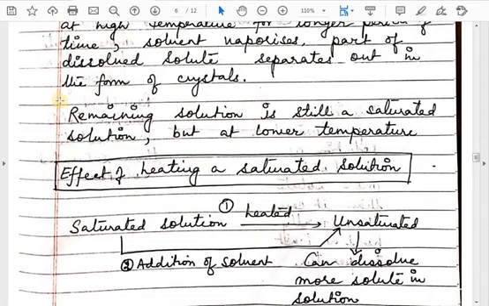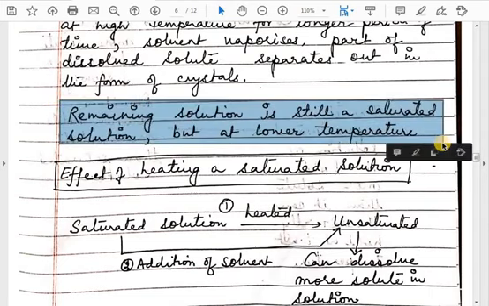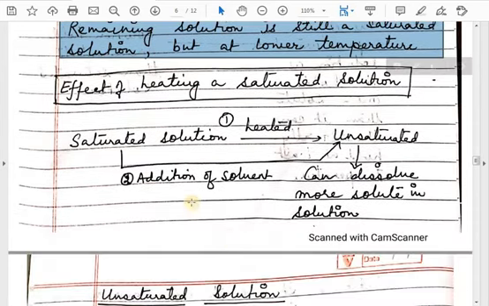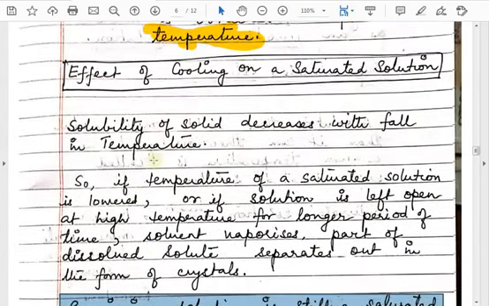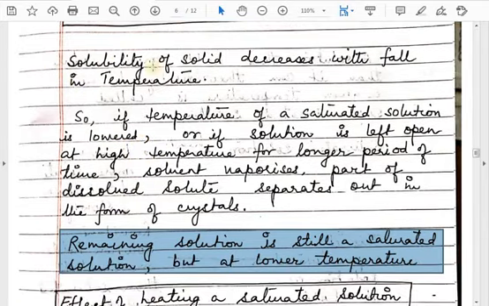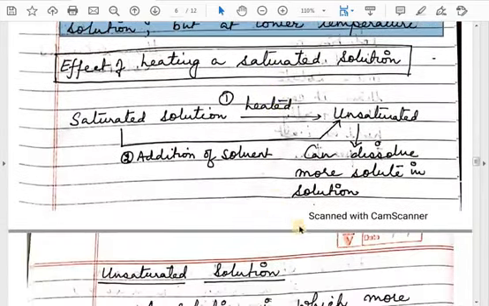So the remaining solution is still a saturated solution, but at a lower temperature. Remaining solution means the portion of the solution other than the crystal which has been kept out. So on cooling, some salt or solute is separated out in the form of crystals.